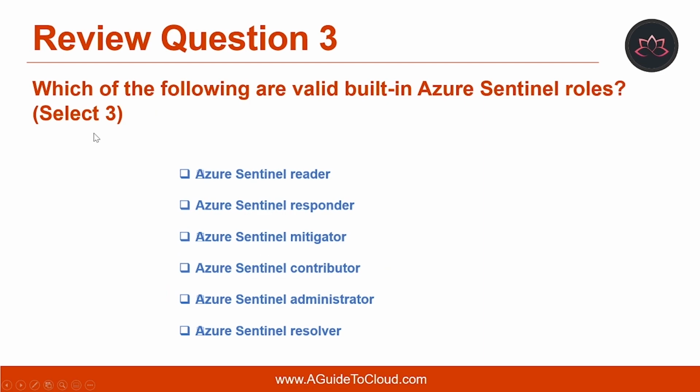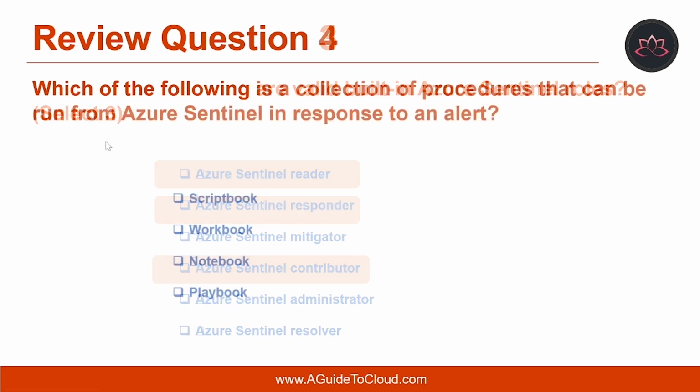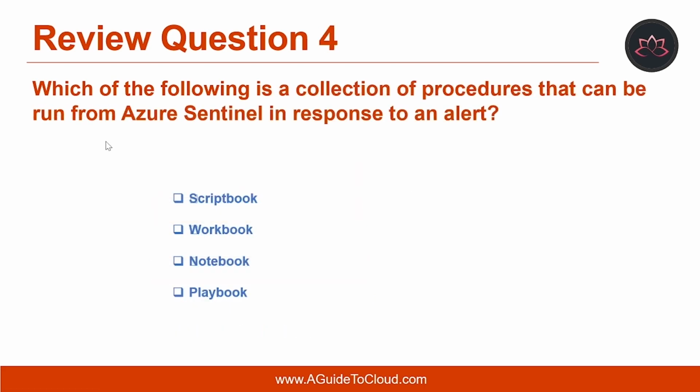Question number 3. Which of the following are valid built-in Azure Sentinel roles? Select 3. Correct answers are Azure Sentinel Reader, Azure Sentinel Responder, and Azure Sentinel Contributor. Question number 4. Which of the following is a collection of procedures that can run from Azure Sentinel in response to an alert? The correct answer is playbook.